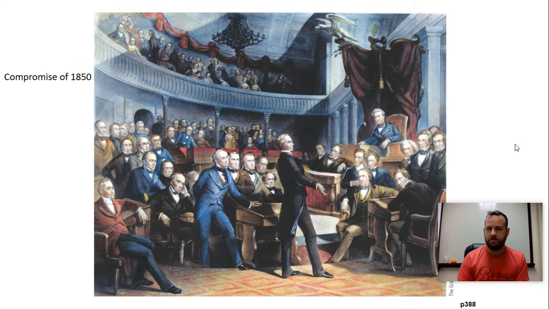The Compromise of 1850, again, this guy here in the middle, this is Henry Clay. You see some of the other famous senators there. Here's John C. Calhoun in the back. Here's Daniel Webster down here. The Compromise of 1850 is really the last heyday of this second generation of American political leaders.